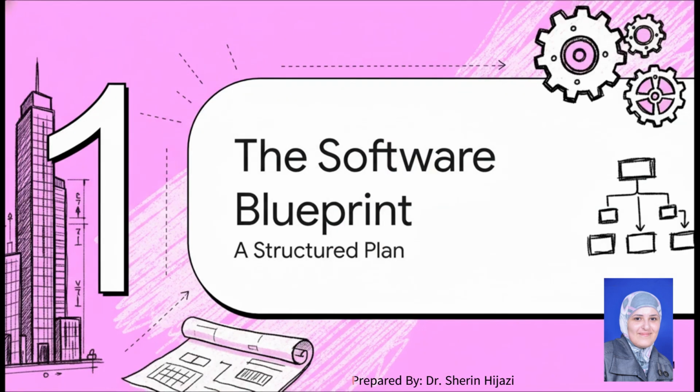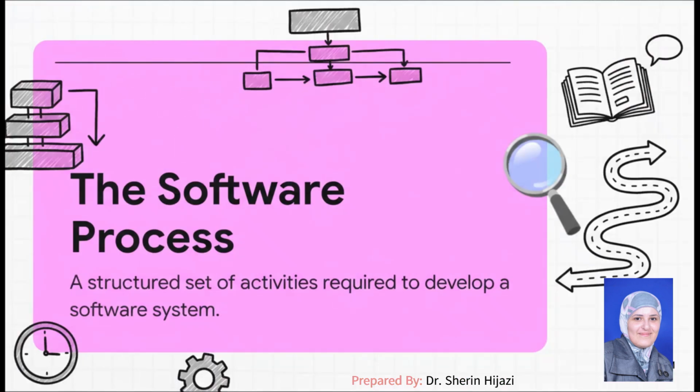And just like that skyscraper desperately needs a blueprint, software development needs a structured plan to get you from a cool idea all the way to a finished, working product. And that plan, that's what we call a software process. So let's get a bit more specific. What is a software process? Well, it's exactly what you see here, a structured set of activities. You can think of it as the rulebook or the recipe, or maybe the roadmap that teams follow to make sure everyone is pulling in the same direction, in a nice, orderly way.